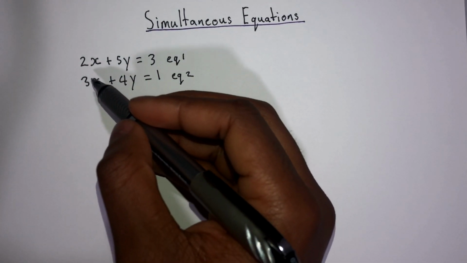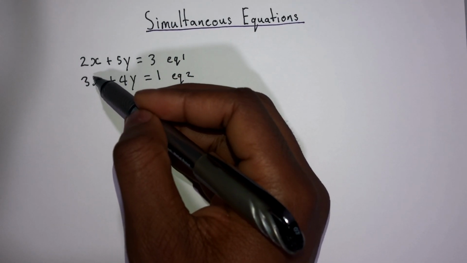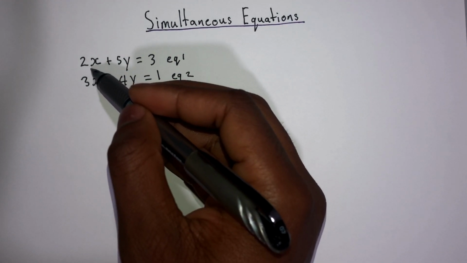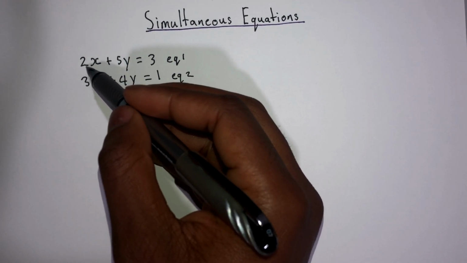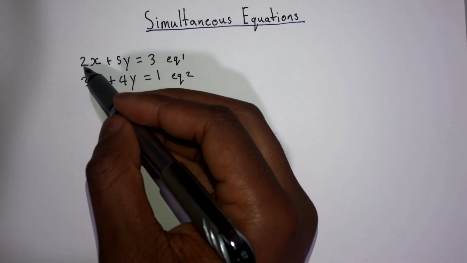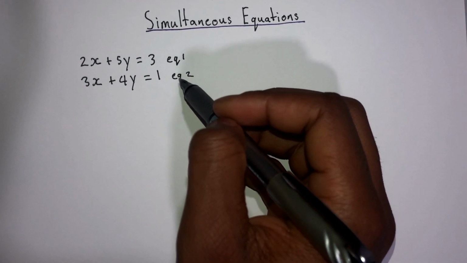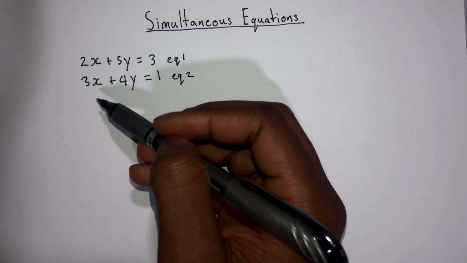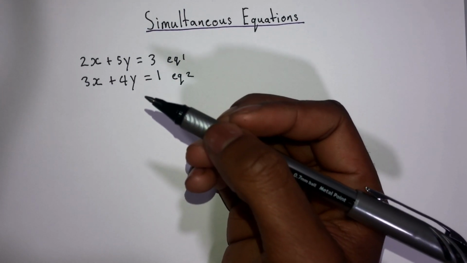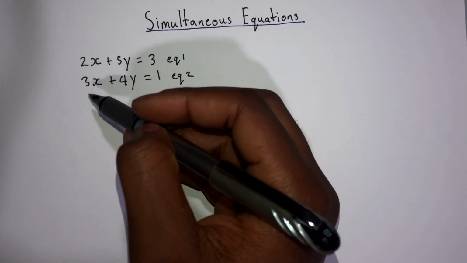Now, upon deciding which terms we're going to eliminate, we're going to look at the coefficient of those terms. And here we can see that the x in equation 1 has 2 as the coefficient, and the x in equation 2 has 3 as the coefficient. Now we're going to find the least common multiple of both of the coefficients.